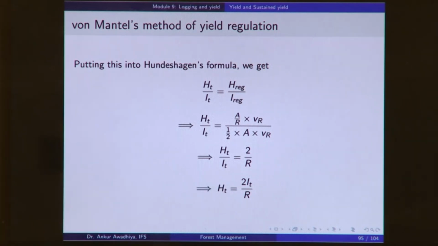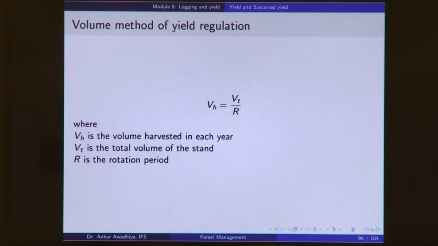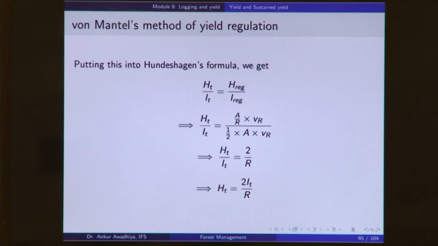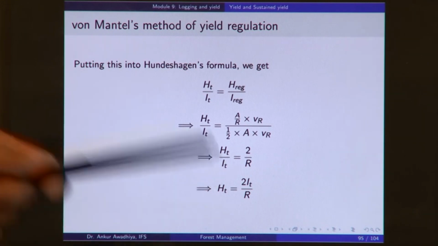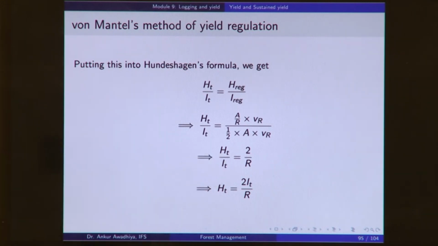So, this is the formula given by von Mantel, which tells us the amount of harvesting that we can do in a sustained manner. That will be given by 2 times the growing stock divided by the rotation period. This is different from what we had seen in the volume method. In the volume approximation, we said the amount that can be harvested every year is the growing stock divided by R, but here we are saying that it is actually 2 times the growing stock divided by R. Why are we getting this 2 times? Because this forest is not a static forest and each section is putting up increments.